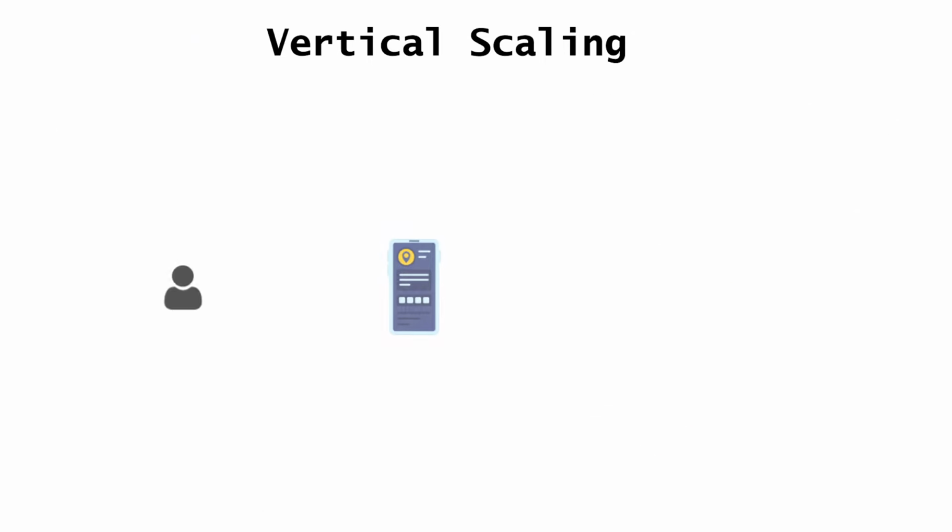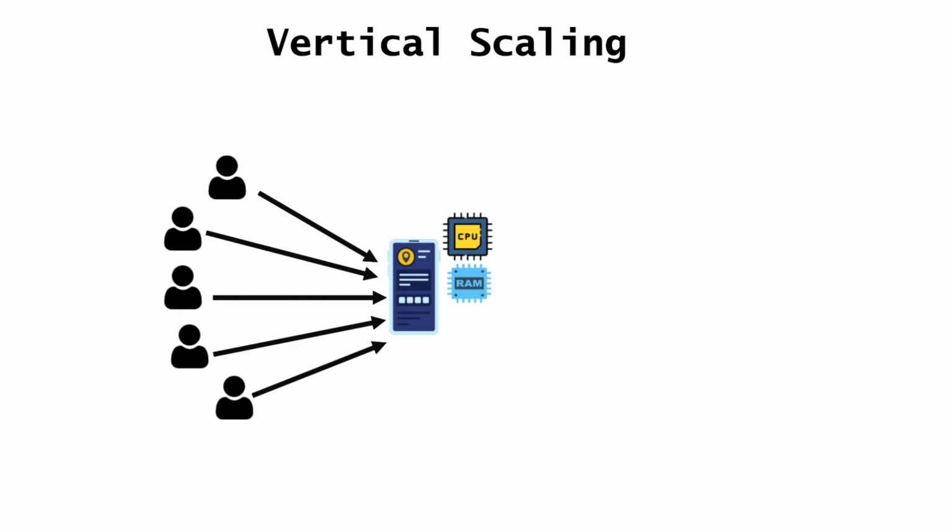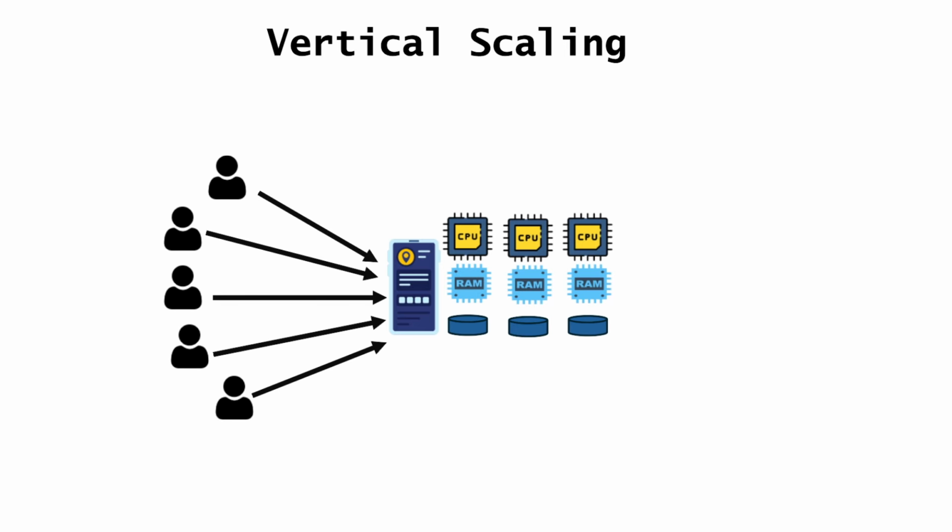But as the number of users grows, even the best database can start slowing down. Requests take longer. Latency increases. One simple way to fix that is to upgrade your server. Add more CPU, more RAM, more storage. This approach is called vertical scaling, or scaling up. But there's a limit. You can't keep upgrading forever. Hardware becomes more expensive, upgrades mean downtime, and one machine can only go so far.